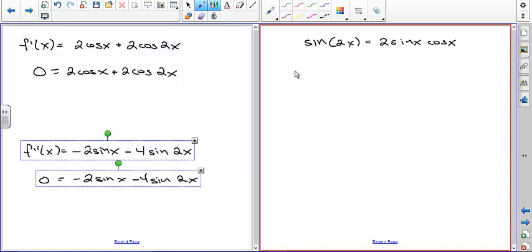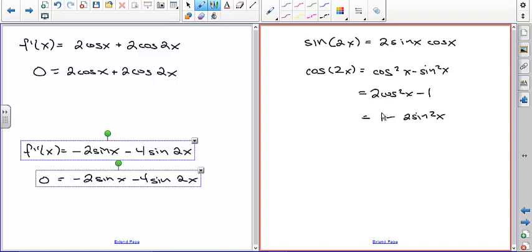So for the sine of x, you've only got one choice, sine of 2x, and then you've got the cosine of 2x. And there's 3 choices: cosine squared of x minus sine squared of x. There's also 2 cosine squared of x minus 1, and there's 1 minus 2 sine squared of x. So those are the 3 possibilities. So here you have 3 possibilities. Here you just have 1 possibility. So go ahead and use the appropriate trig substitution from here.